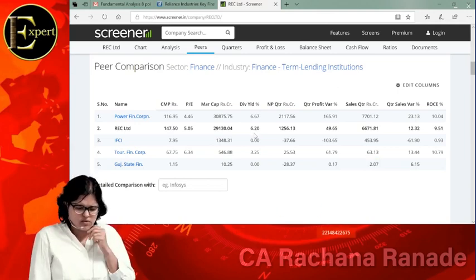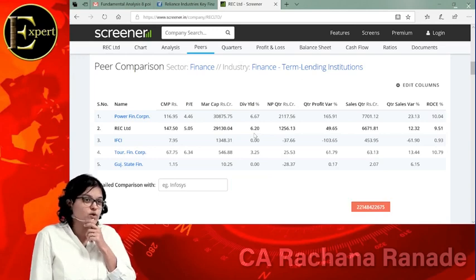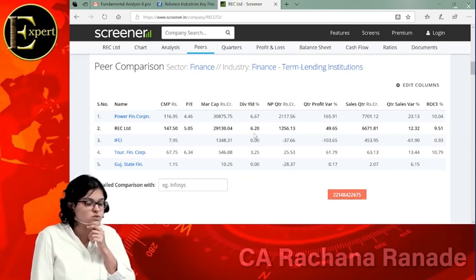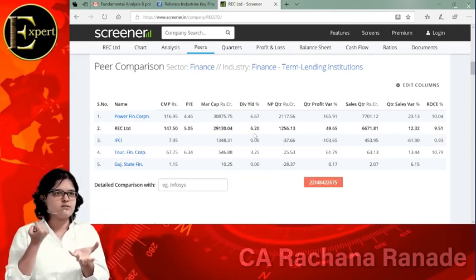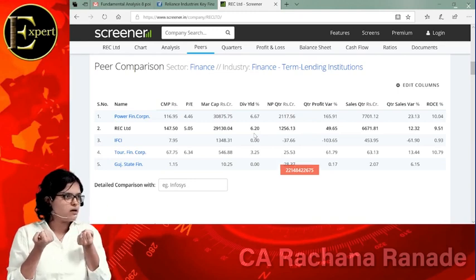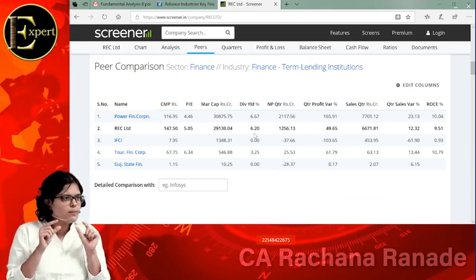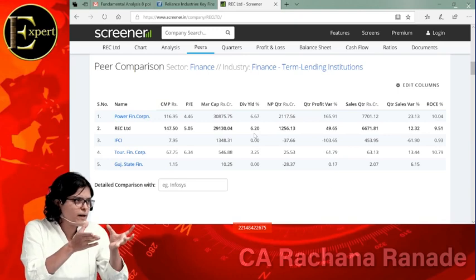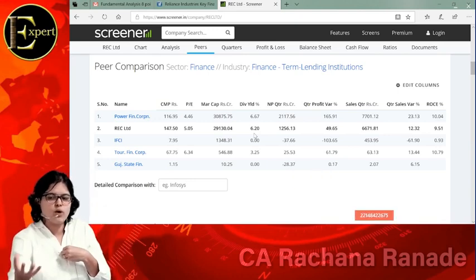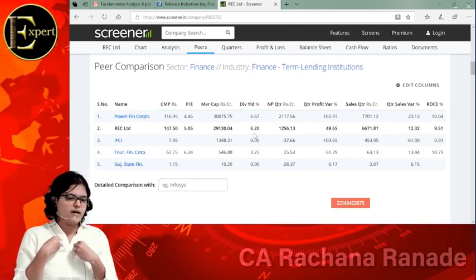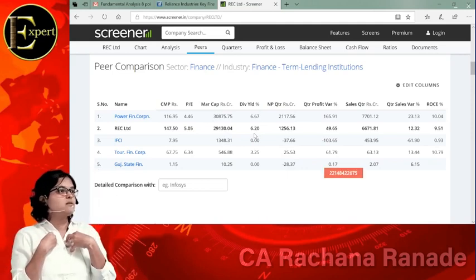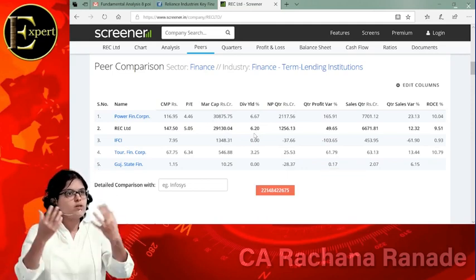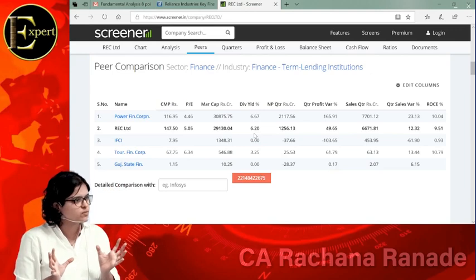Now you may say, madam, but if I put in FD, I'm going to get 7%. Is FD interest and dividend a little bit comparable? Yes, on what parameter? Understand. I invest money in FD, what I get as a return is interest on FD. I invest in shares, what I get as a return is dividend. Both are like return on my investment.